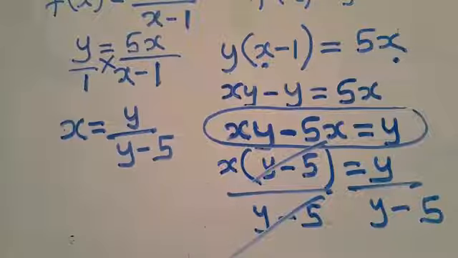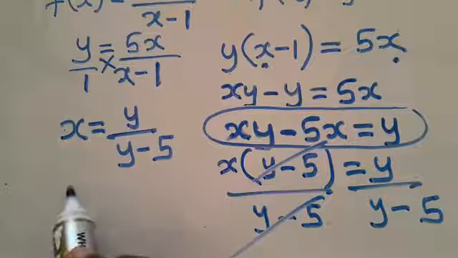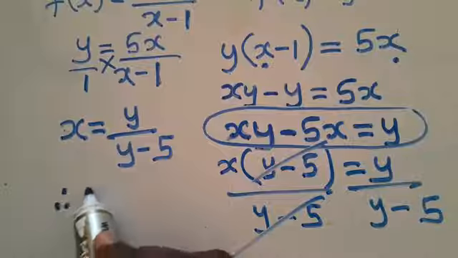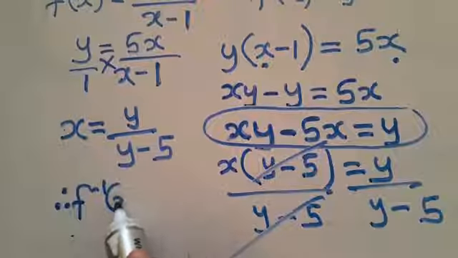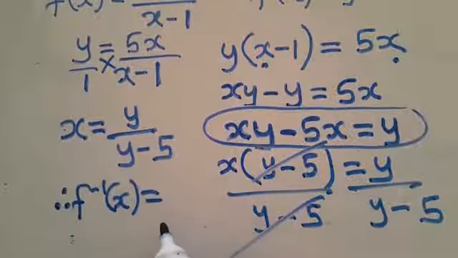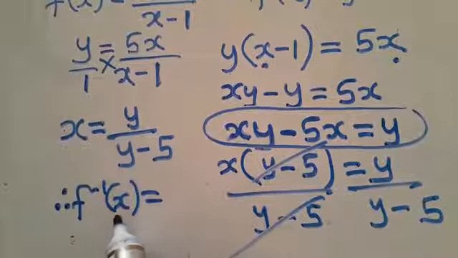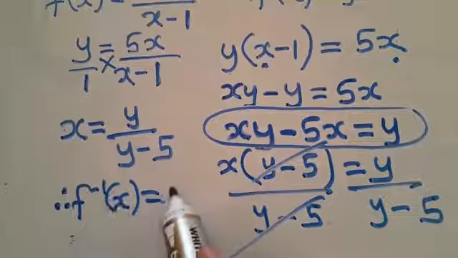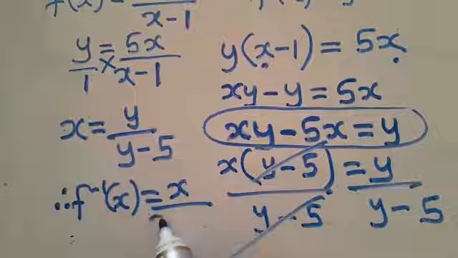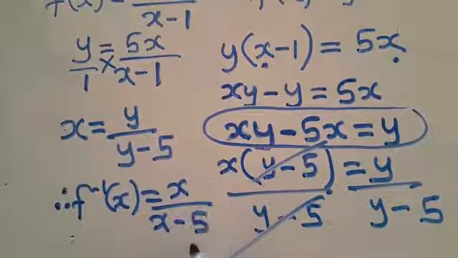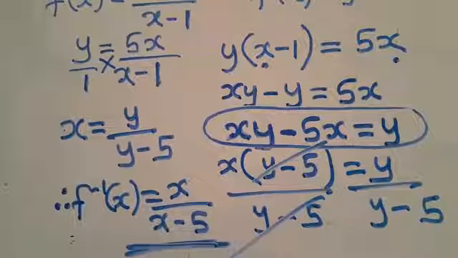When you reach here, this is the end of the matter now. You found the inverse function of f. So what do you do now? You just conclude and say, therefore, f inverse of x is equal to what? Where there is y now, you put x, since you've said f inverse of x. So you say x over x minus 5. This is your answer. This is how we work out these questions.